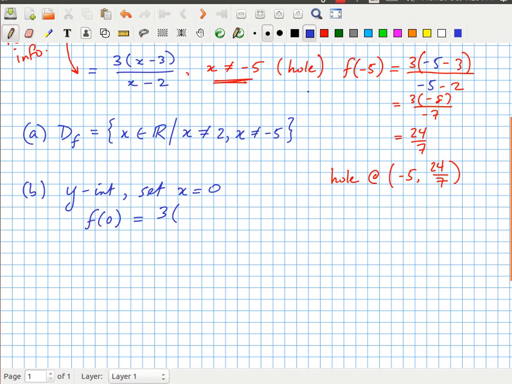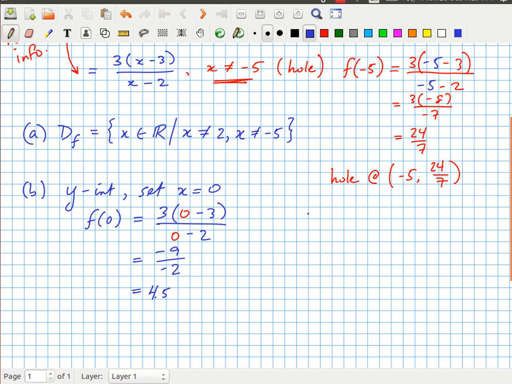So that's going to be 3 bracket 0 minus 3, all divided by 0 minus 2. That works out to be: 0 minus 3 is -3, 3 times -3 is -9, and 0 minus 2 is simply -2, so we end up with positive 9 over 2, or positive 4.5. It's up to you how you want to express that. This is a non-repeating decimal, so it's fine to represent it as a decimal.